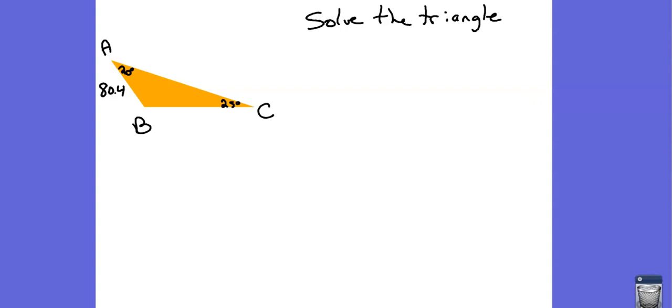And then I know a triangle adds up to be 180 degrees. So all I have to do is take 180 minus 20 degrees minus 25 degrees to be able to get to angle B, which is 135 degrees.